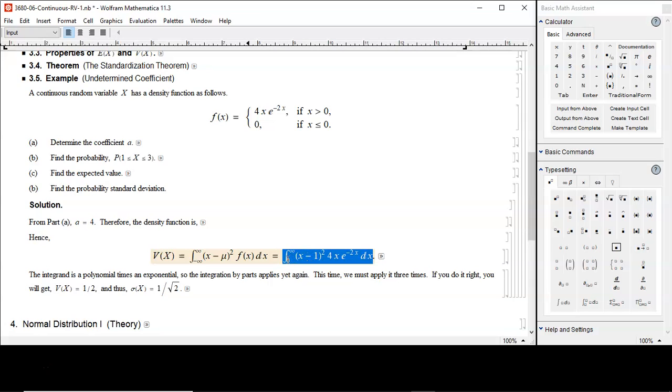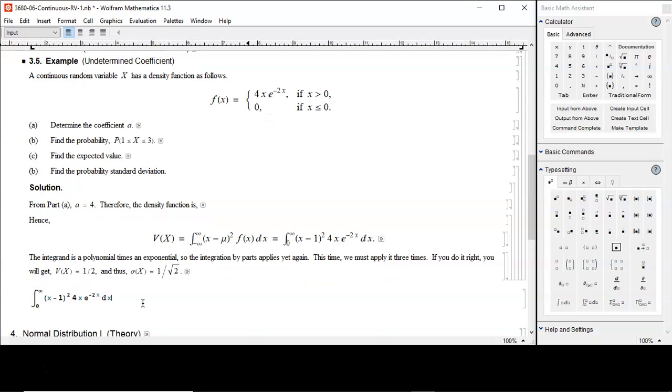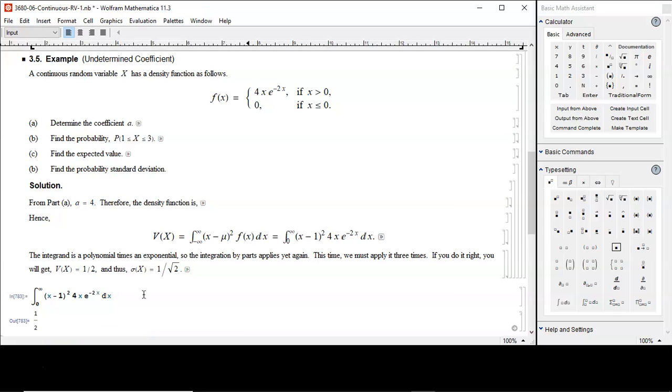Well, you can break it up and apply integration by parts, but come on, you have this Mathematica software as I required. Well, here's the reason why I required it. It's 1/2. So the variance is 1/2. And the standard deviation, therefore, is 1 over square root of 2.